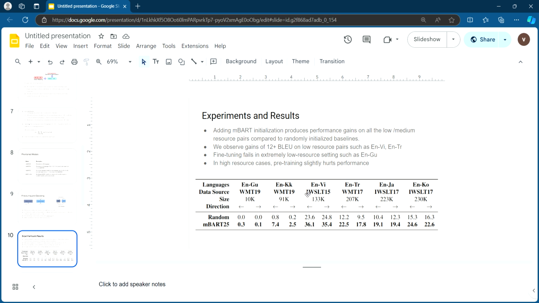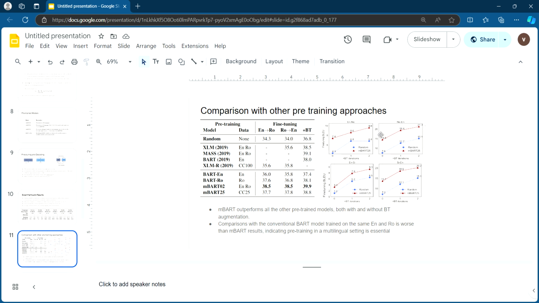Another important thing that we can see here is that for high resource languages, the model gives the output same as the randomly initialized mBART 25. This is because while pre-training, it can take noises from various languages, and hence it can perform poorer than the randomly initialized model for high resource languages.